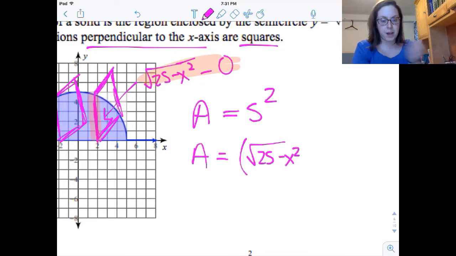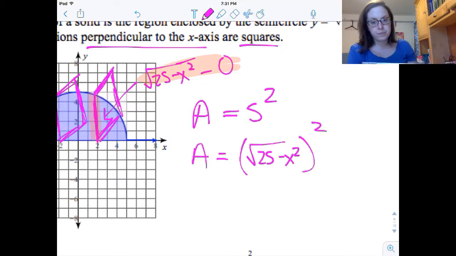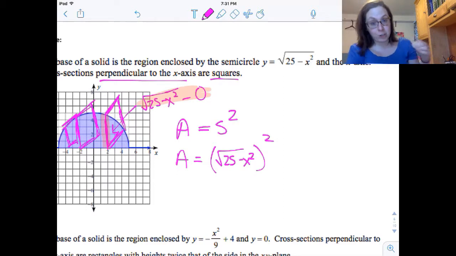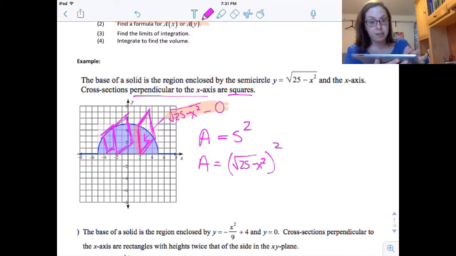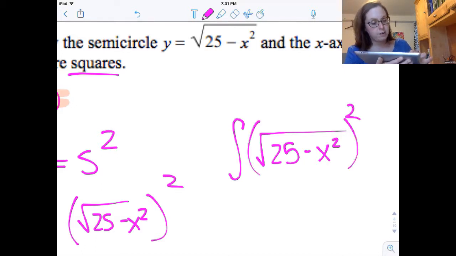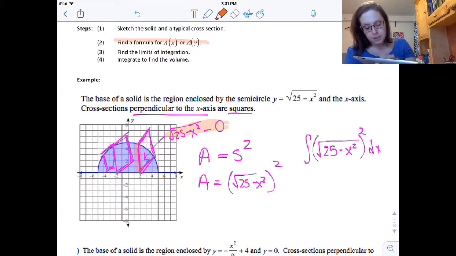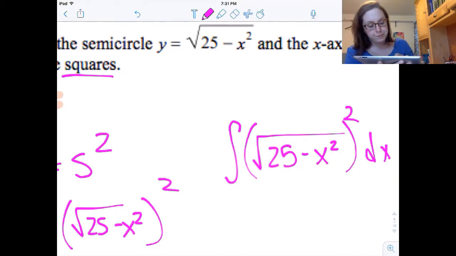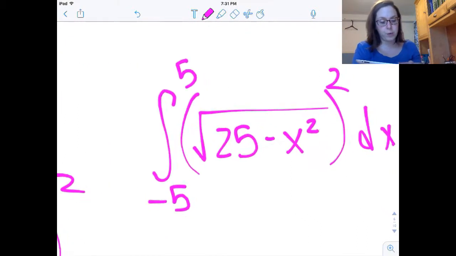My bottom is 0 squared, and so that's my function for area. So what I'm going to do now is integrate that. I'm going to do the integral of the area function squared, because it's the area of a square, dx. And I need to do this from this x value to that x value, which is negative 5 to positive 5. That would be a pretty likely candidate of one you'd need to do by hand.